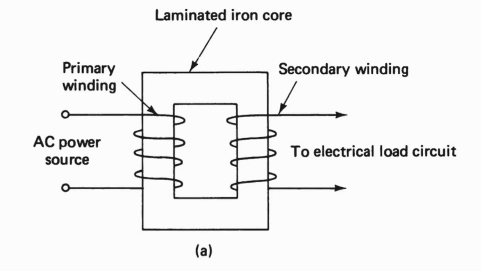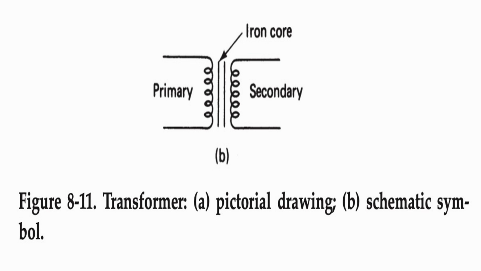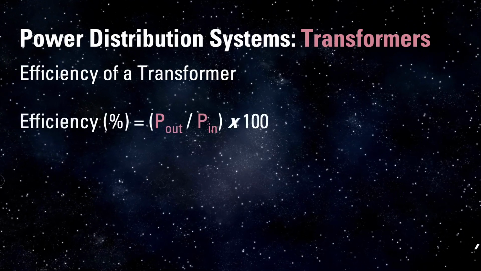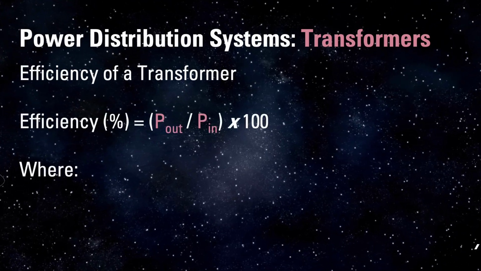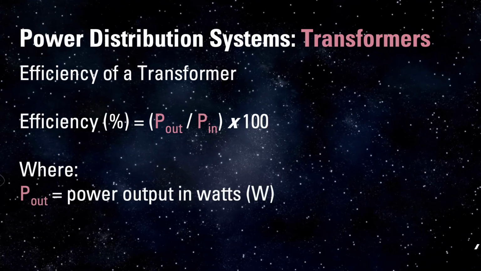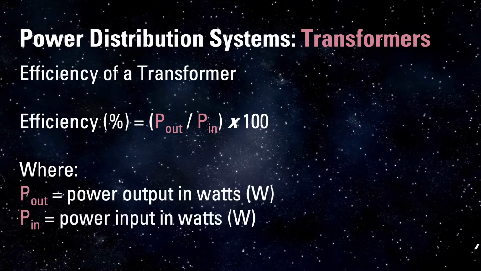This figure shows the pictorial drawing of a transformer. This figure shows a schematic symbol for a transformer. The efficiency of a transformer can be computed by dividing the power output by the power input and multiplying that by 100.